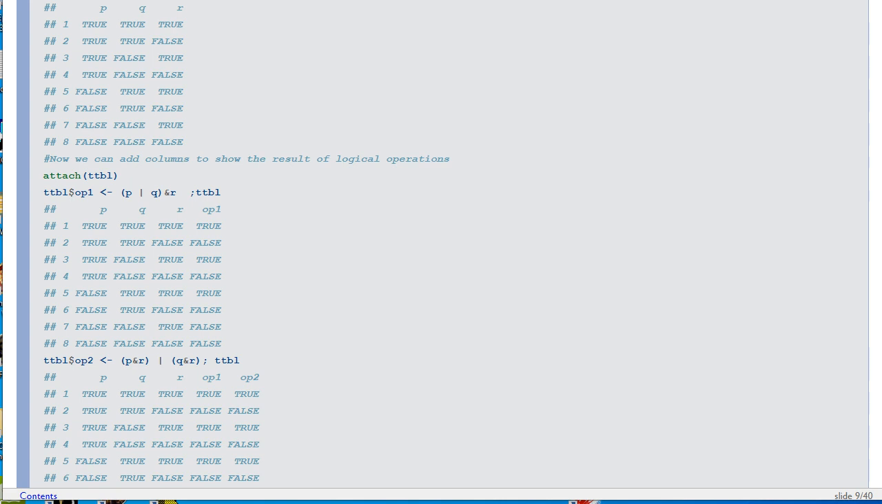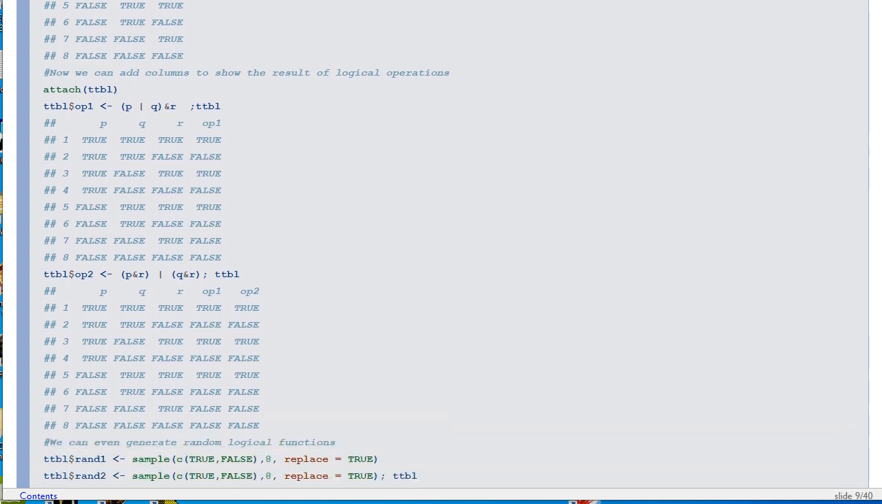I want to use the names P, Q, and R rather than TTBL, dollar sign, P, and so on. And I can do that by using the R function attach. When you call attach with the data frame as its argument, what you're saying is I can use the columns of that data frame without specifying the data frame itself. So, for example, I can take P or Q and R and save that in ttbl$op1. Let's see what we get as a result. I've added a new column to the data frame. This is later going to become a standard way of doing calculations on data sets.